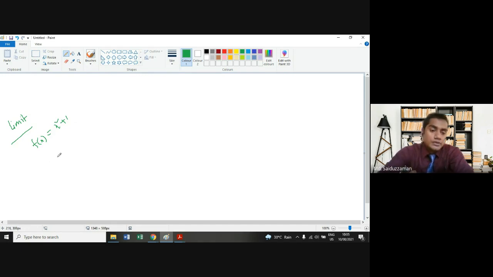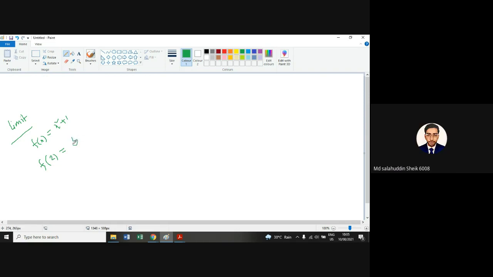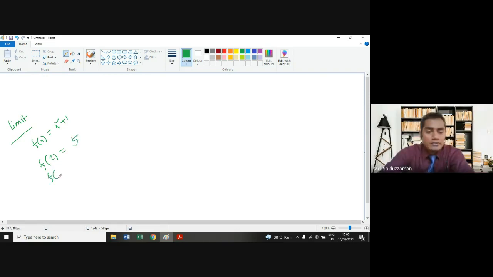So for example, if I put f of 2 here, what will be the functional value? 5. Exactly. Suppose the value is 1.999. What will be the value?